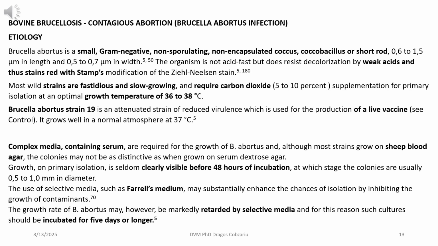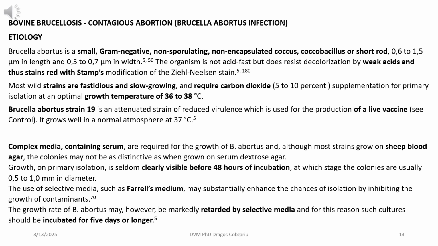Brucella abortus is a small, gram-negative, non-sporulating, non-encapsulated coccus, coccobacillus or short rod, 0.6 to 1.5 microns in length and 0.5 to 0.7 microns in width. The organism is not acid-fast but does resist decolorization by weak acids and thus stains red with Stamp's modification of the Ziehl-Neelsen stain. Most wild strains are fastidious and slow-growing, and require carbon dioxide, 5 to 10%, supplementation for primary isolation at an optimal growth temperature of 36 to 38 degrees Celsius.